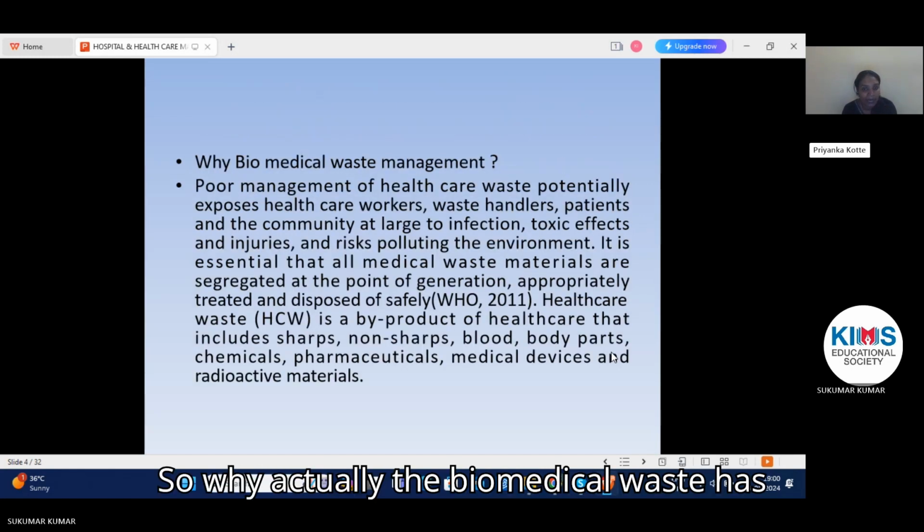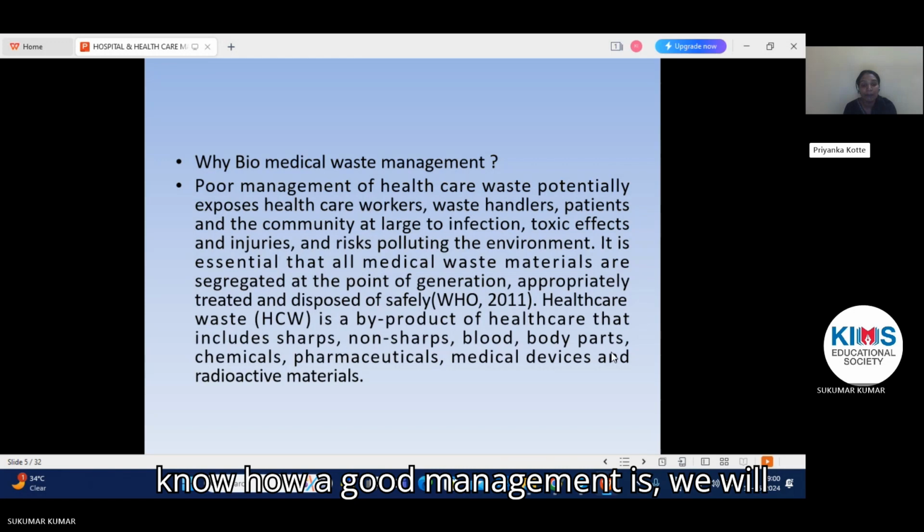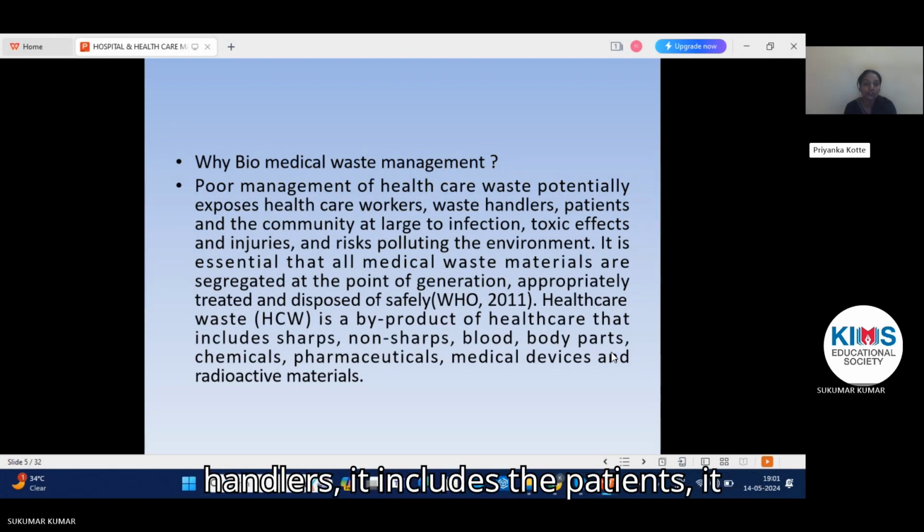So why are we learning this? Why is biomedical waste being separated, or separately learned under this? It is important that, being healthcare providers or healthcare professionals, the management of healthcare waste is very, very important. And if you do not know how good management is, we will end up giving poor management. This poor management of healthcare waste potentially exposes all the people who are at risk. It includes the healthcare workers, the waste handlers, the patients, the environment, and also the animals that are there in the ecological environment.